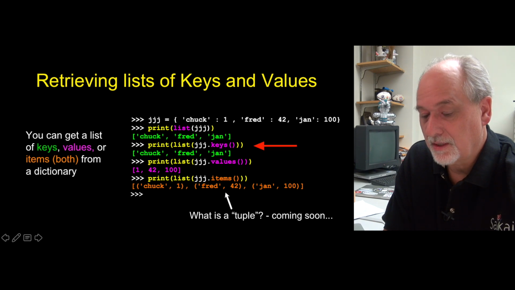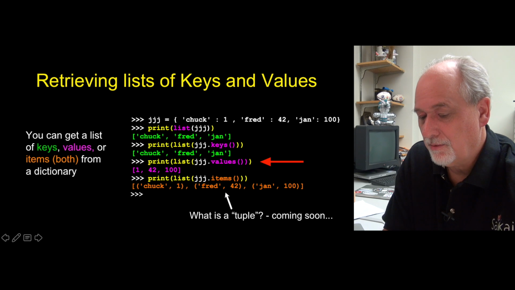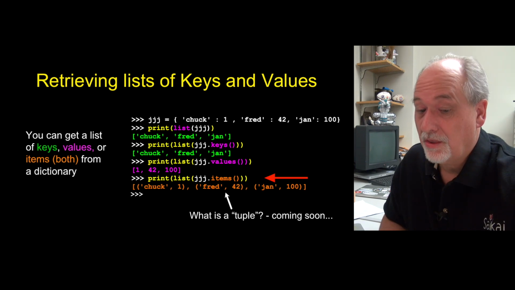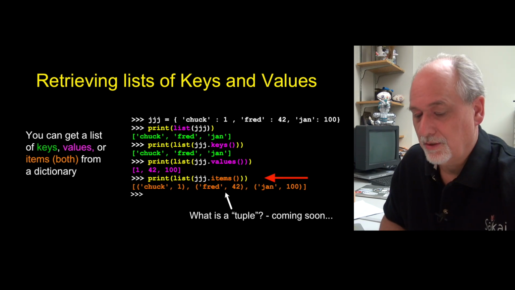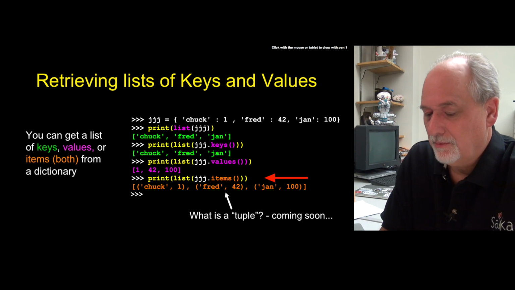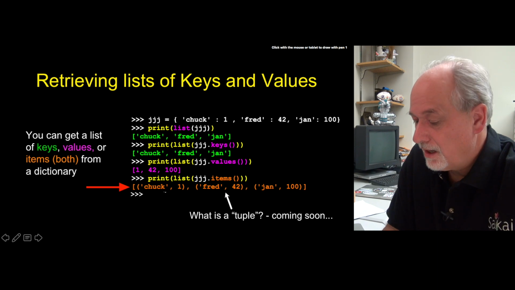You can also get a list of the keys by using the keys method. So that's: take this dictionary JJJ and give me all the keys, which gives me a list, which is kind of the same thing. And then we can ask for the values, and they give me just the values extracted out of this dictionary. And then there is a third thing that we can do, and that is ask for the items. And we can say, give me the items. And that gives us a list.